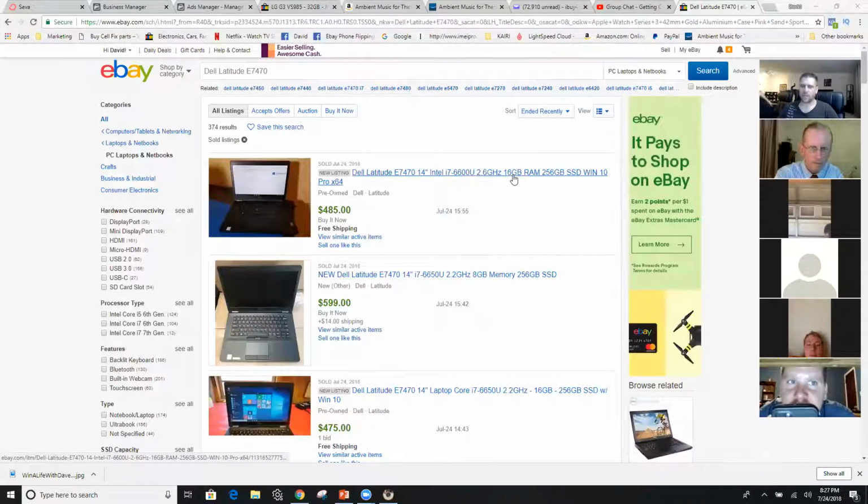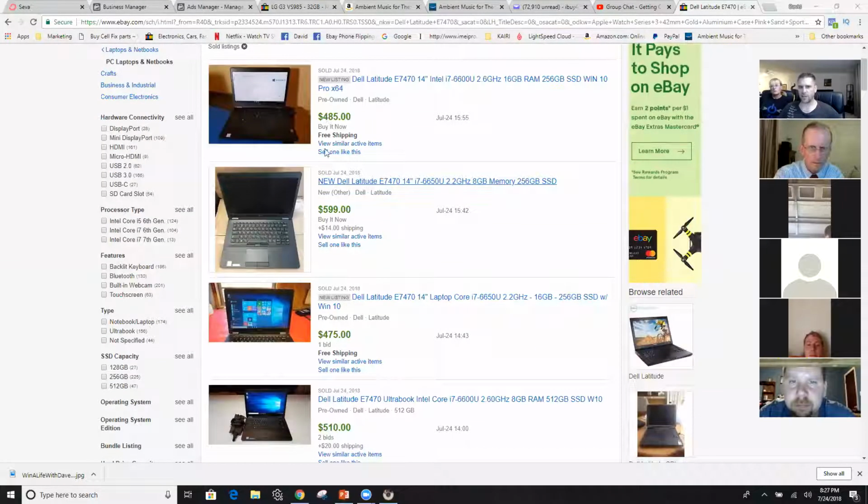See, this one has 16 gigabytes of RAM. This one has 8 gigs. So that makes a difference, right? Look at the difference in price. So see, in order to know what you're going to appraise, you need to know what it is. All right?